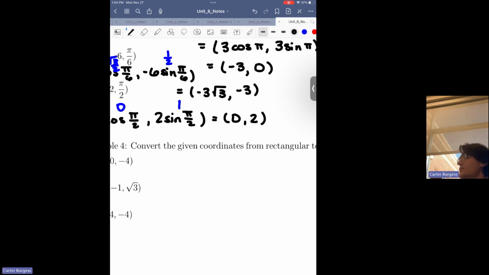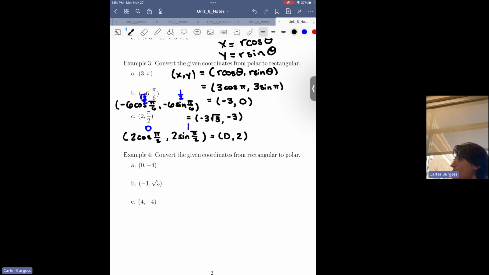All right. Questions here with Example 3. Good thing to know, it's going to be coming up over and over again. X is our cosine of theta. Y is our sine of theta.